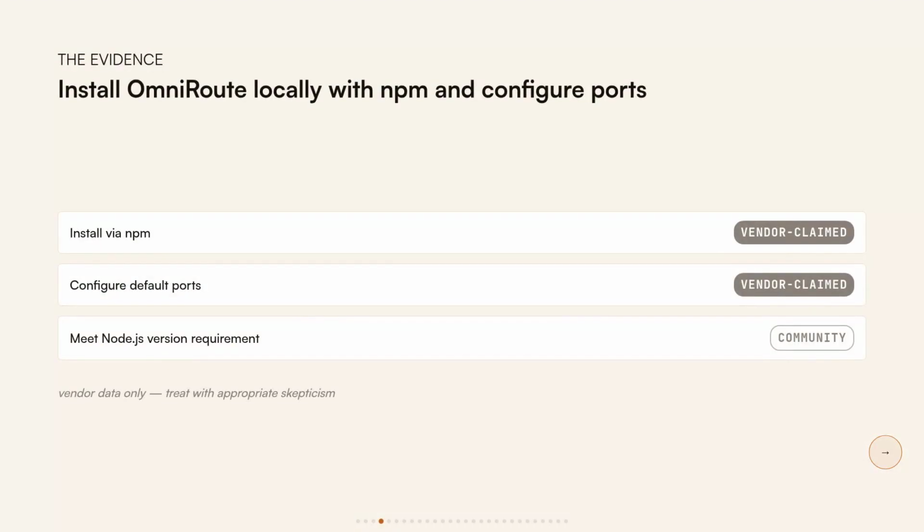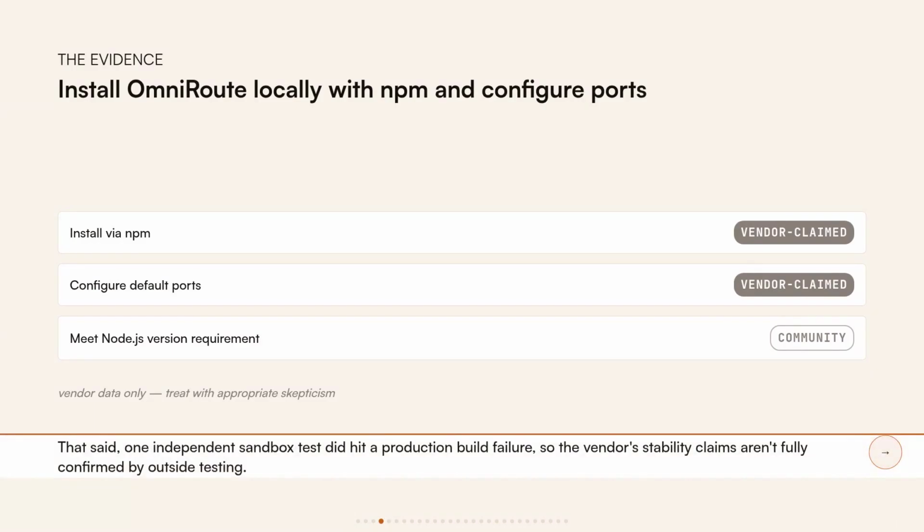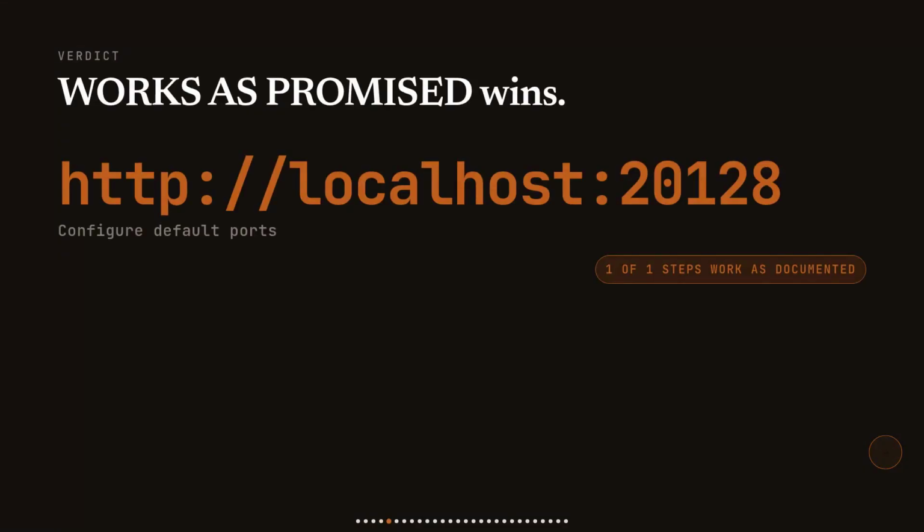I went through the official docs, the GitHub README, and a stack of independent community guides, and they all corroborate the same thing. Run npm install OmniRoute, and the gateway comes up on port 2028 for both the dashboard and the API. That said, one independent sandbox test did hit a production build failure, so the vendor's stability claims aren't fully confirmed by outside testing. This step holds up, and the safer move is to nail your Node.js version before you touch anything else, because the wrong version is the most common reason this fails before it even starts.